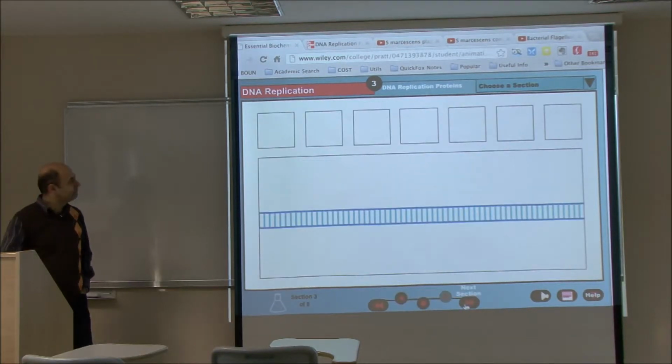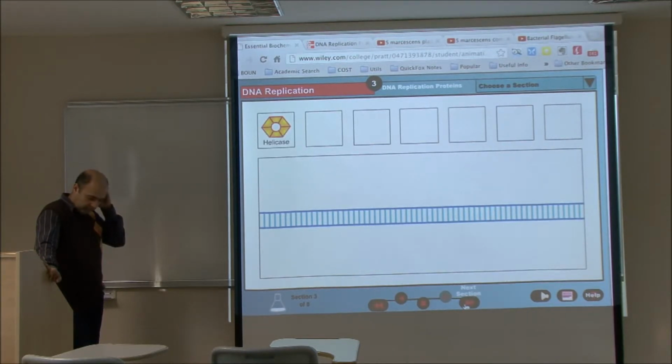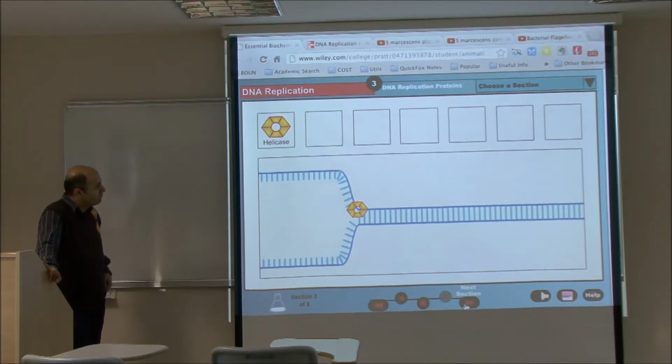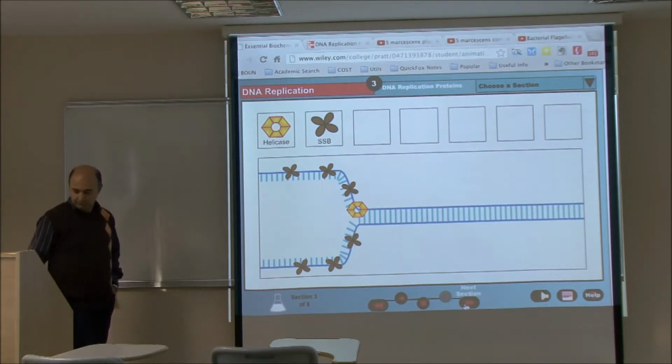DNA replication requires a variety of proteins. Each protein performs a specific function in the production of the new DNA strands. Helicase, made of 6 proteins arranged in a ring shape, unwinds the DNA double helix into 2 individual strands. Single-strand binding proteins, or SSBs, are tetramers that coat the single-stranded DNA. This prevents the DNA strands from reannealing to form double-stranded DNA.